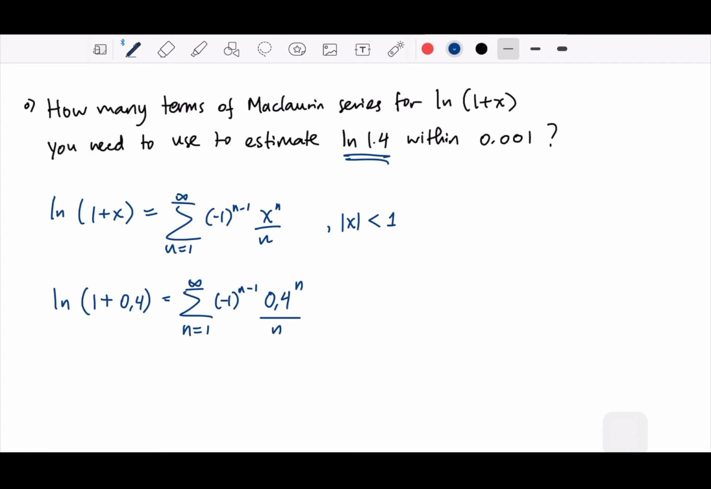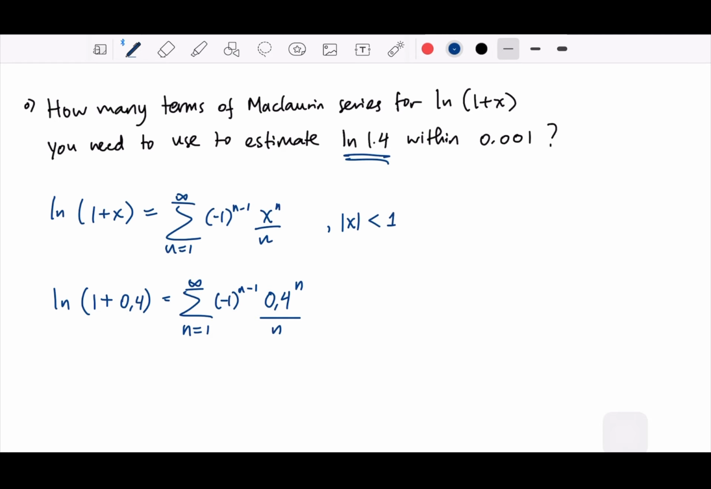Now we need to know which n we need to have until we get the error is 0.001. First method, or if you understand the question, it takes n equal 1, equal 2, maybe equal 3, 4. You take some time to plus those numbers, and then compare with the actual numbers, whether it's going to have the error within this accuracy or not.